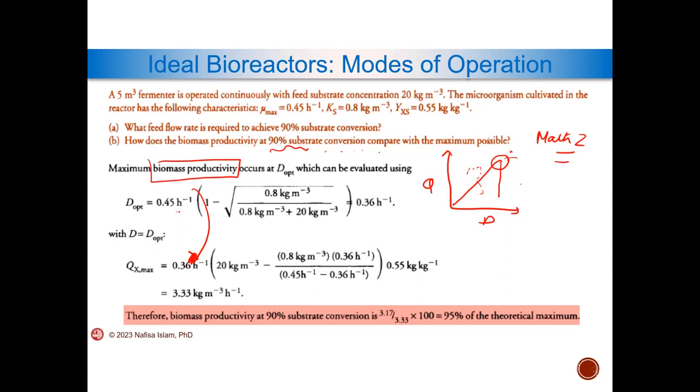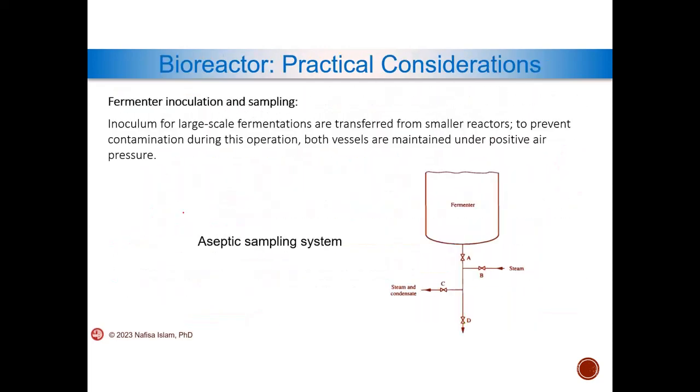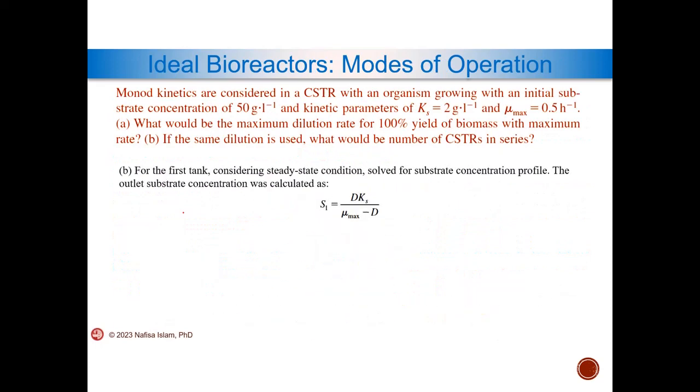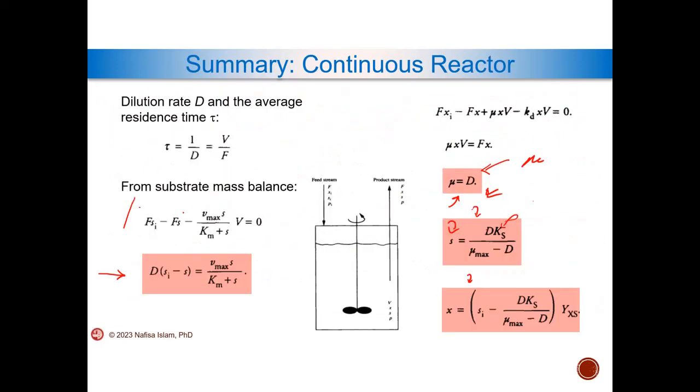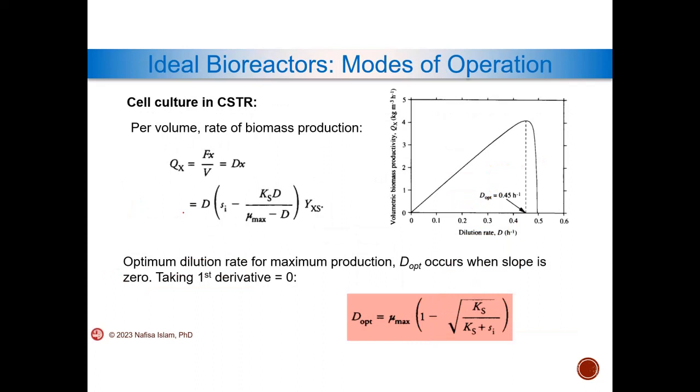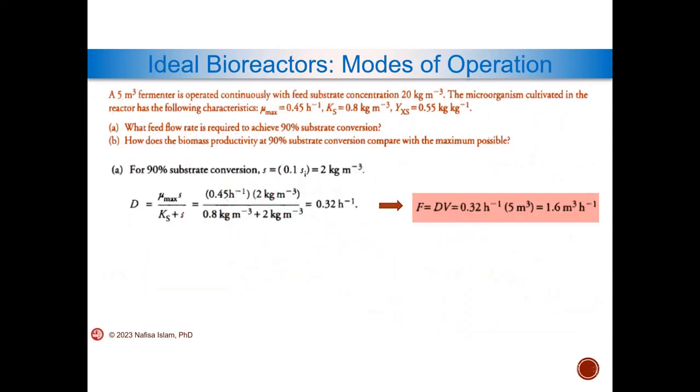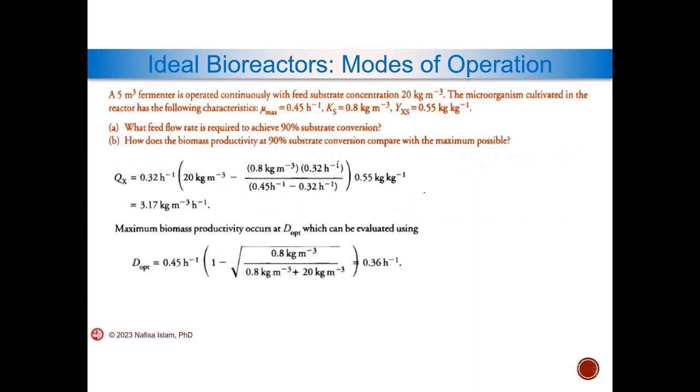That is the formula that we derived, and the formula looks like this. D optimum is mu max times 1 minus root over KS divided by KS plus SI. Let's just write that. D optimum is equal to mu max, bracket, 1 minus root over KS divided by KS plus SI, whole bracket.